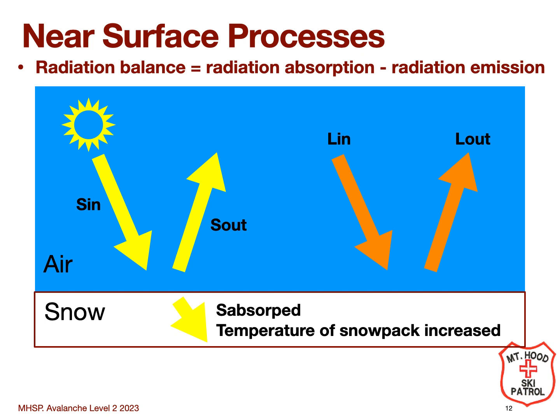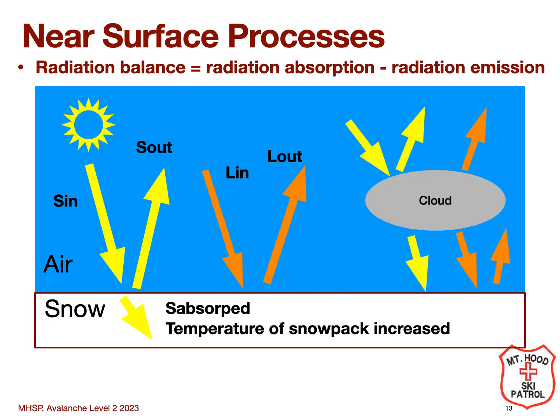During daylight hours, the shortwave radiation from the sun is much greater than the long-wave radiation emitted by the snow. The radiation balance is positive, so the net effect is the temperature of the snowpack surface layer increases. At night, without the shortwave radiation, the long-wave radiation emitted by the snowpack dominates. The radiation balance is negative, and the snowpack temperature drops.